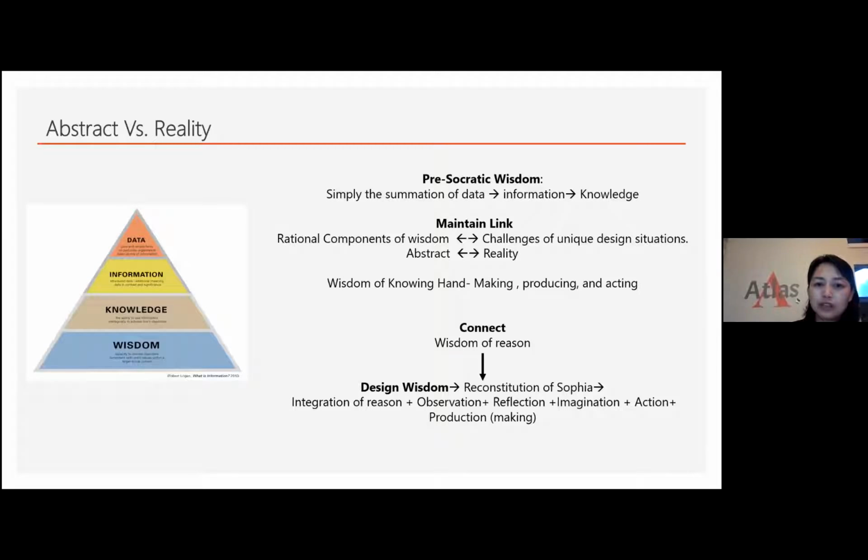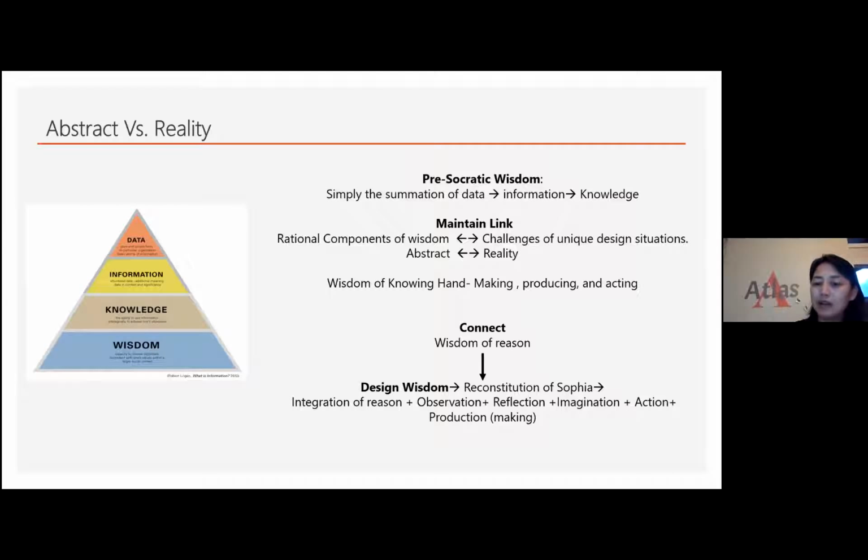Then they talk about wisdom, the abstract versus reality. Before the pre-Socratic time, wisdom was just summarized data, knowledge. But then they had a hard time maintaining the link between the abstract, rational wisdom and the unique design situation. And through the wisdom of design, we need to reconstruct Sophia, because of the separation of reasoning and thinking, feeling. I think because of that separation, we don't have an overall holistic understanding of reality.